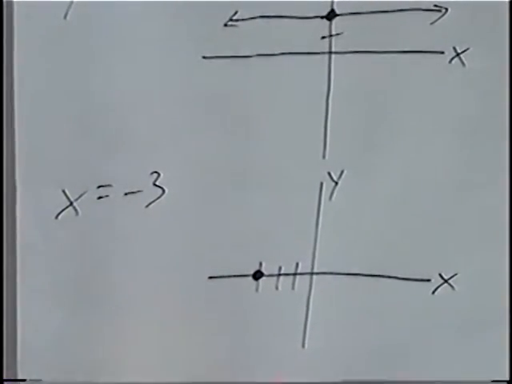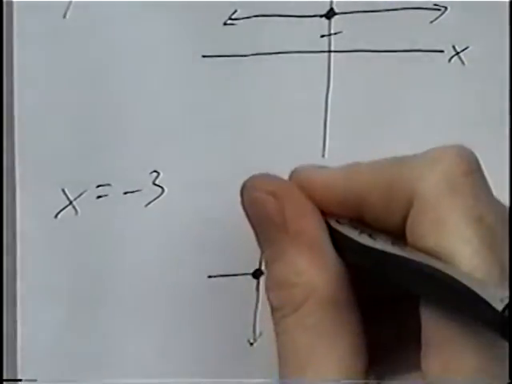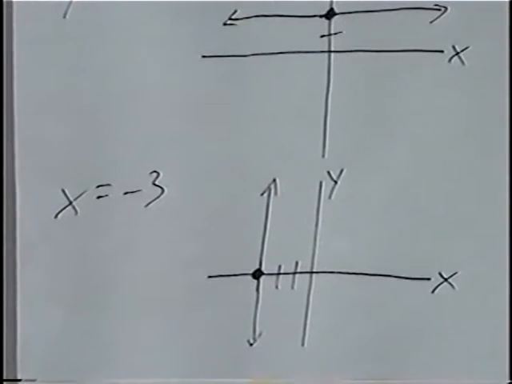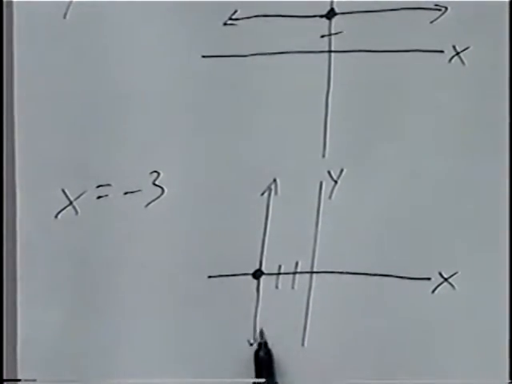For any line that's x equals a number, it will be a vertical line through the point, x equals -3. Along this line, the y value changes, but the x value is always -3.